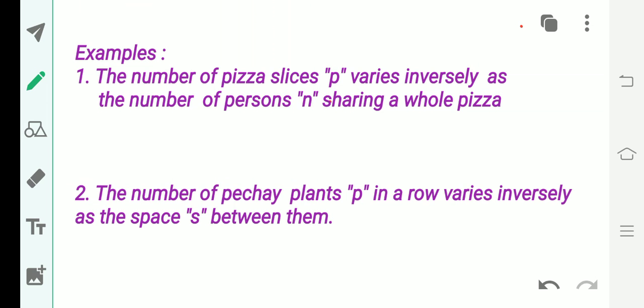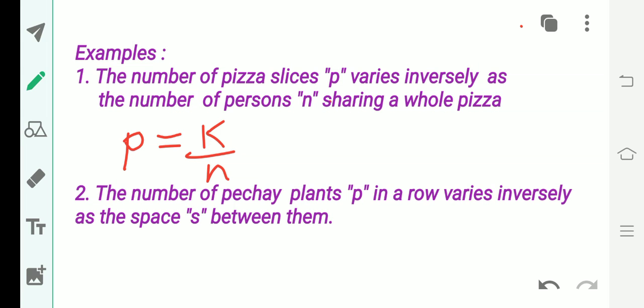The number of pizza slices P varies inversely as the number of persons N sharing a whole pizza. So, ang gagawin mo lang dyan, kunin natin yung letter P na yan, and then equals natin with the constant of variation K all over N. Okay? So, ganyan ang magiging equation natin for this specific situation.